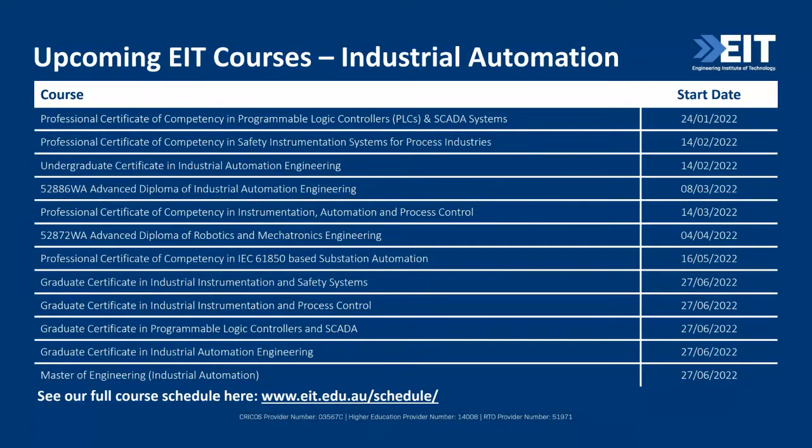Professional development. Now we have an undergraduate certificate in industrial automation starting on the 14th of February. And we've got a range of other courses such as advanced diplomas, one in industrial automation. We've also got a robotics and mechatronics advanced diploma. And we have 4 graduate certificates in the industrial automation field, and they are starting on the 27th of June. And our Master of Engineering Industrial Automation online is also starting on the 27th of June.